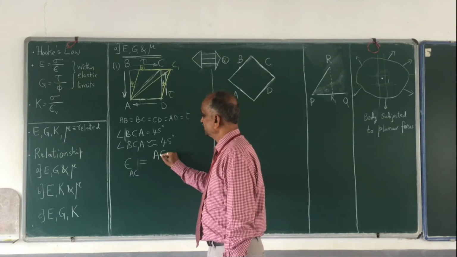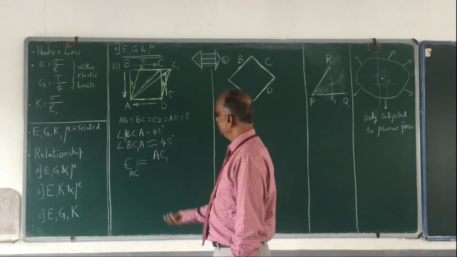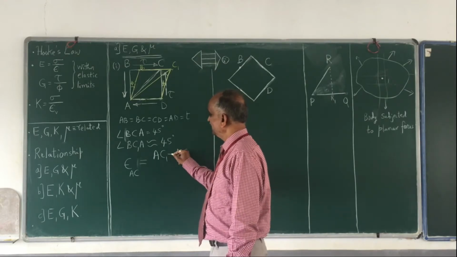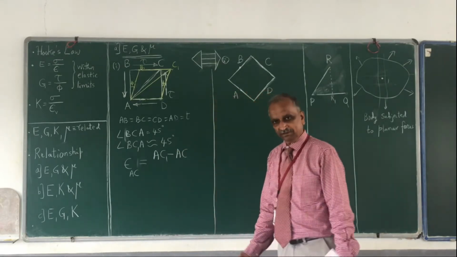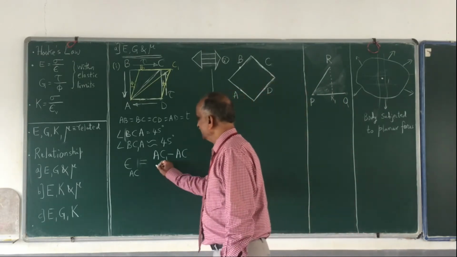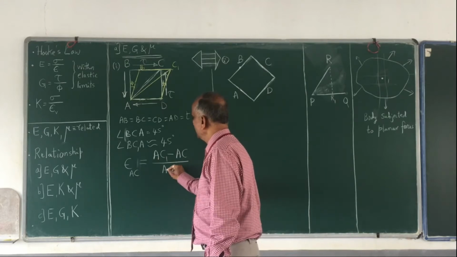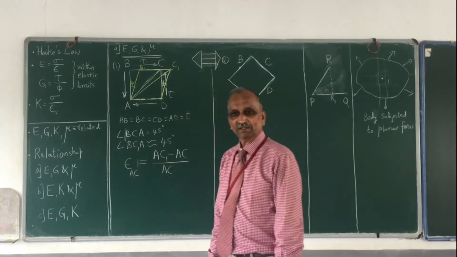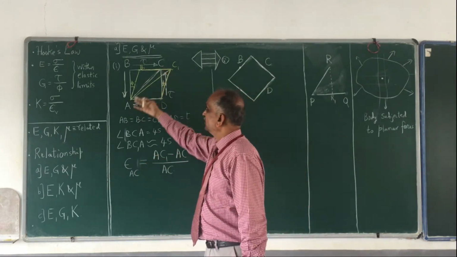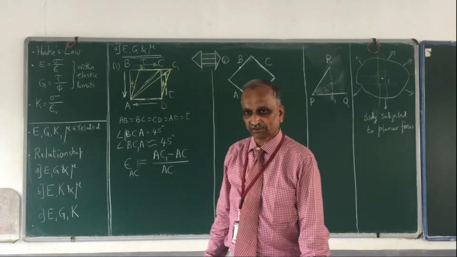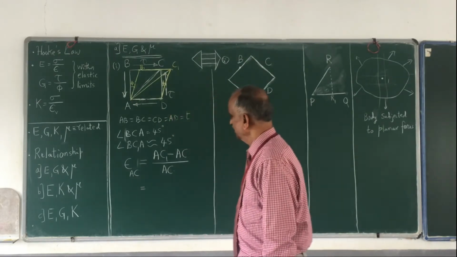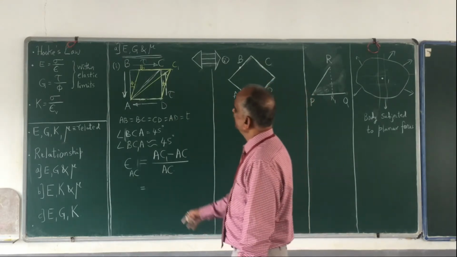New dimension is AC1. And what is the original dimension? AC. And if I find the difference between the two, what do we get? What is the change in the dimension of the diagonal AC? And divided by the original dimension, which is AC. Okay, so this is what I call epsilon, the strain along the diagonal AC. Okay, so now this is equal to, okay, what is that?